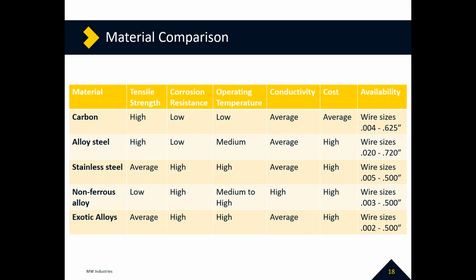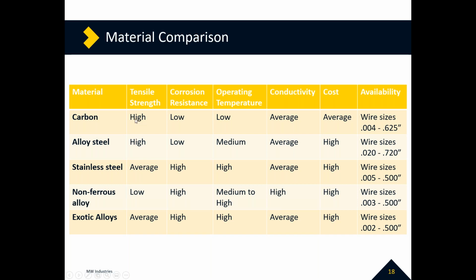Alloy steels, similar: high tensile, low corrosion resistance, and they need that post coating. They do better on operating temperature. Conductivity is the same as music wire, but the cost is a little higher, and the reason why is that for certain sizes you need to buy a full coil of product. So unless you're going to have large volumes, you may be paying a large upfront minimum cost for the material.